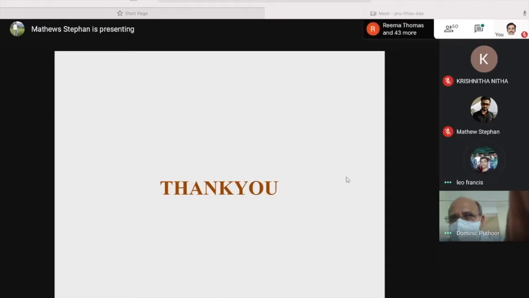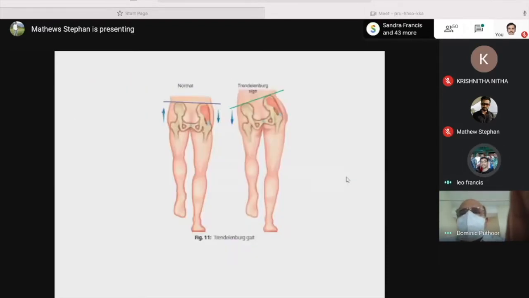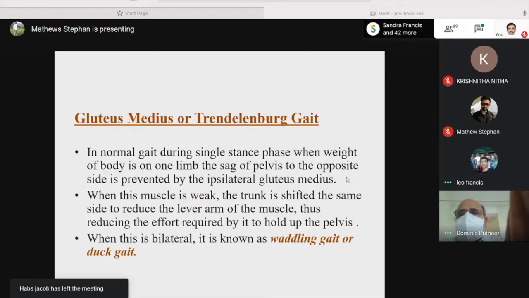Can you explain how, clinically, the patient would be walking with a Trendelenburg gait with respect to shoulder, pelvis, and the swaying of the body?